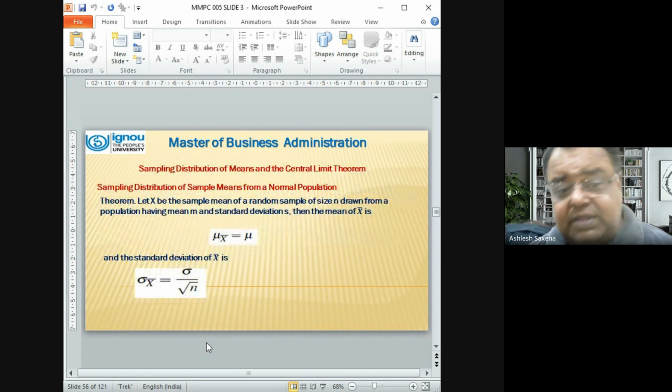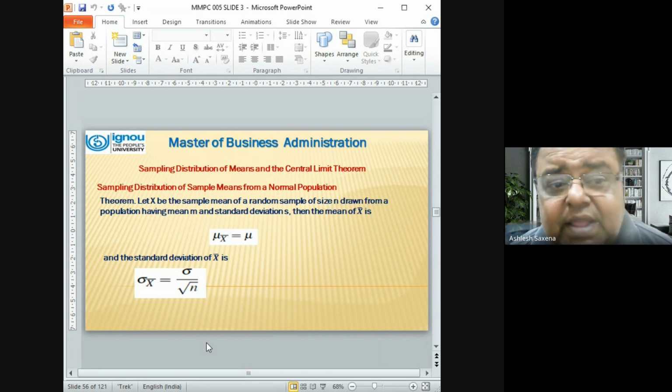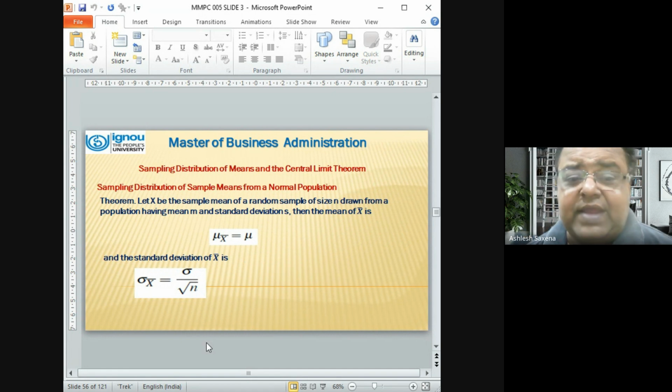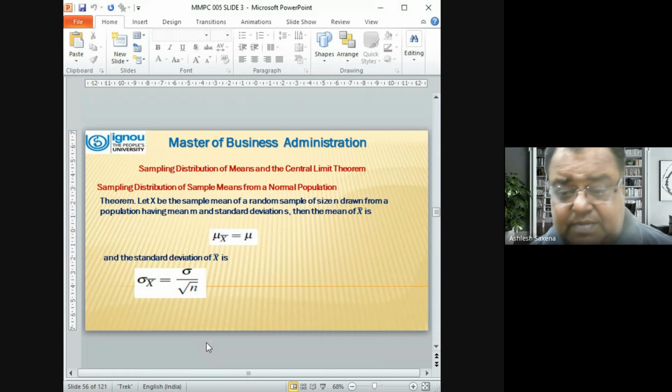Now, this terminology will change, and what I told you in that slide, the difference between sample and population. Now you will see sampling distribution of sample means from a normal population. Let X bar be the sample mean of a random sample of size n, drawn from a population having mean mu and standard deviation sigma. Then the mean mu x bar is equal to mu, and the standard deviation sigma x bar is equal to sigma upon square root n.